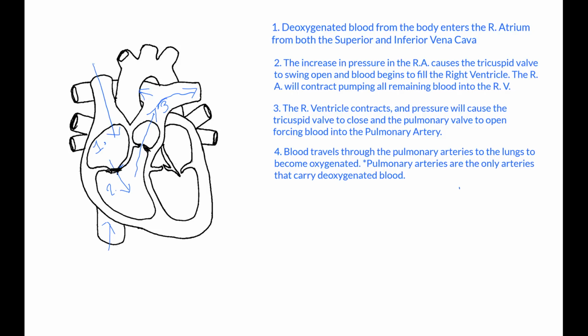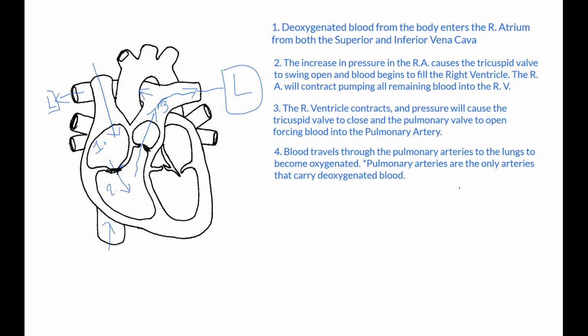All right, step number 4 is blood traveling to the lungs through the pulmonary artery. So it's going to keep going over here, and then here would be your left lung, and then it's going to come out this way to your right lung. It is important to note that these are the only arteries that are going to carry deoxygenated blood. So make sure that you got that down.